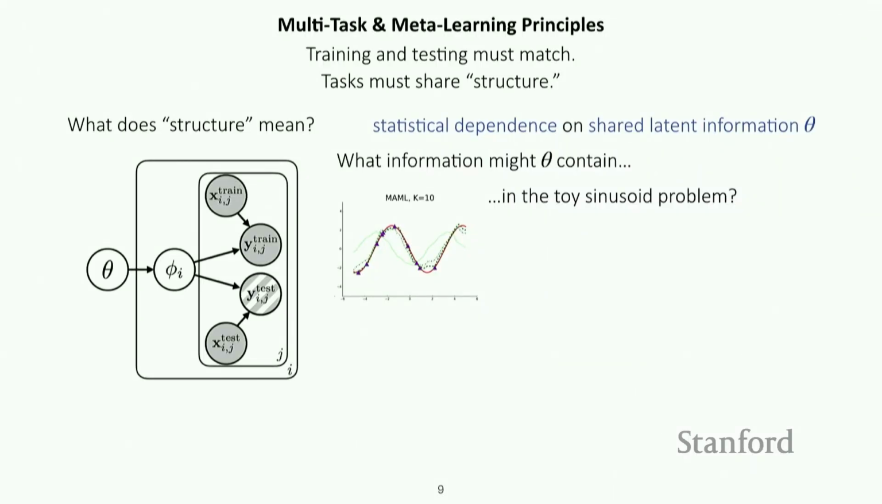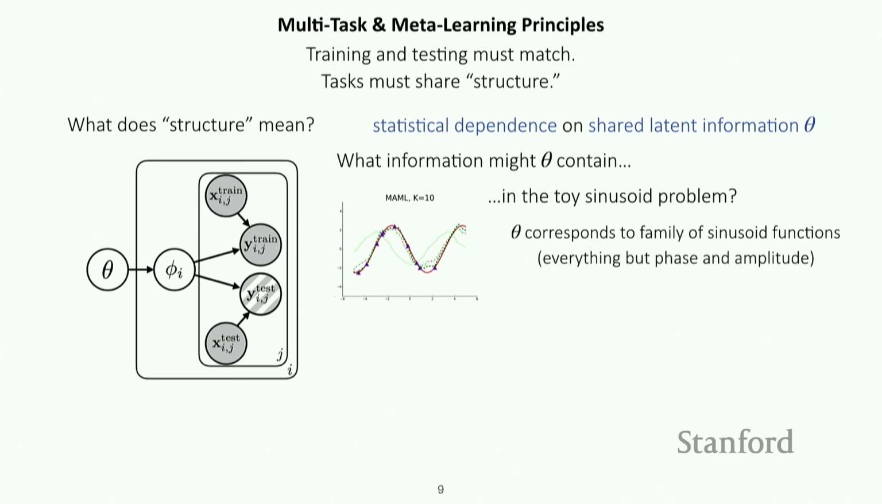Yeah, the task function is a shifted sine. So if the family of tasks corresponds to sinusoids with different amplitude and different phase, then theta will correspond to that family of sinusoid functions, right? And it'll basically correspond to everything but the phase and amplitude, which is the task-specific information that needs to be inferred from data in this example.